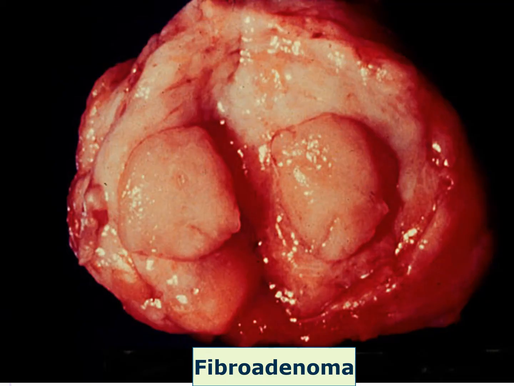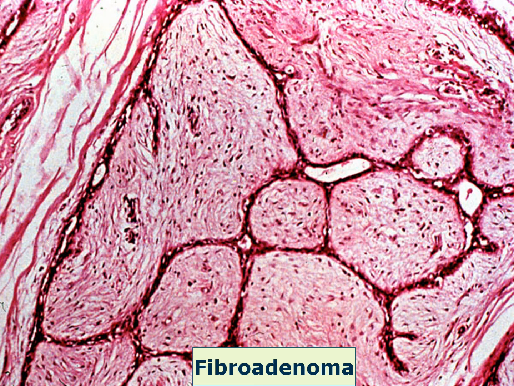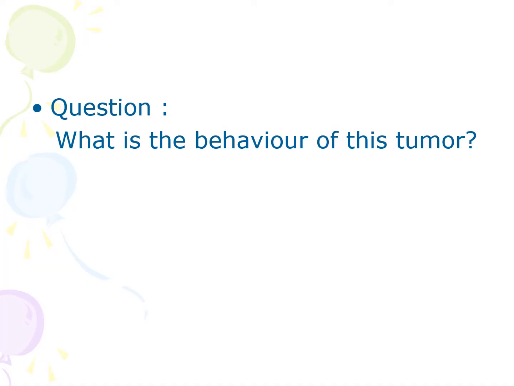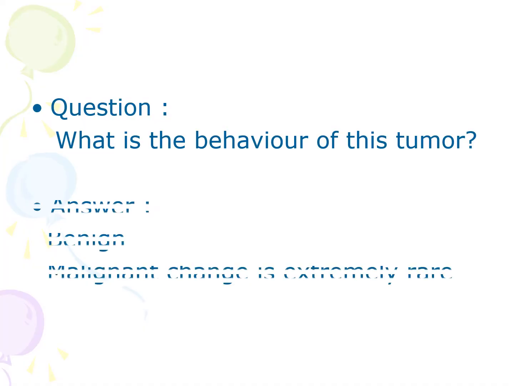This is the gross appearance of fibroadenoma after surgical excision. It's a well-circumscribed mass that is firm and rubbery on physical examination. This is the microscopic appearance of fibroadenoma. It's composed of fibroblastic stroma in which are located compressed ducts lined by benign-appearing epithelium. Fibroadenoma is a benign tumor and the malignant change is extremely rare.